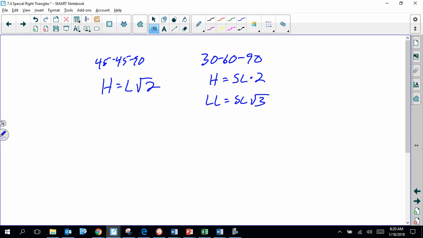And also, don't forget what rationalizing means. Go back and look at the examples where we had to rationalize. Remember, you cannot leave a square root number in the bottom of a fraction. You have to rationalize it by multiplying whatever that square root value is to the top and the bottom of the fraction.